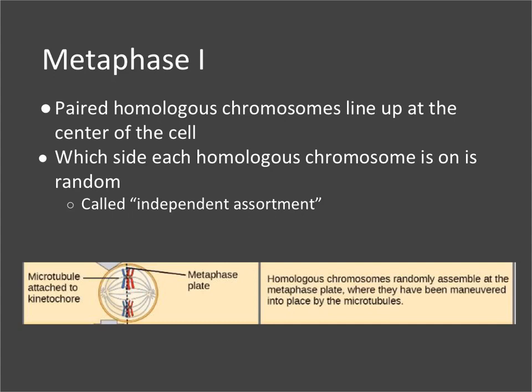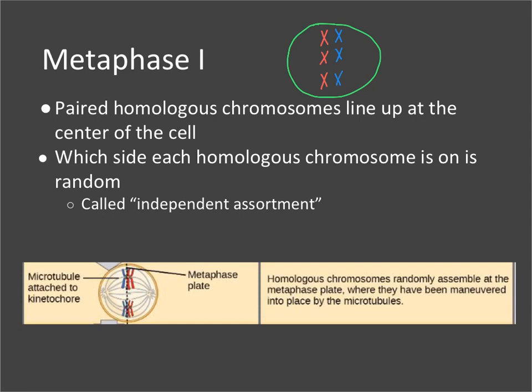During metaphase 1 of meiosis I, the homologous chromosomes line up at the center of the cell. So remember that these homologous chromosomes paired up during synapsis during prophase. So essentially we would have a cell that looks kind of like this, and you would have these homologous chromosomes that are paired up and lined up along the middle of the cell.